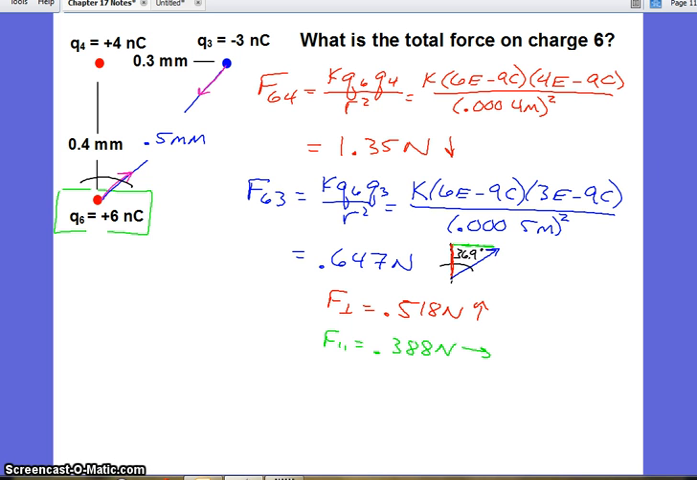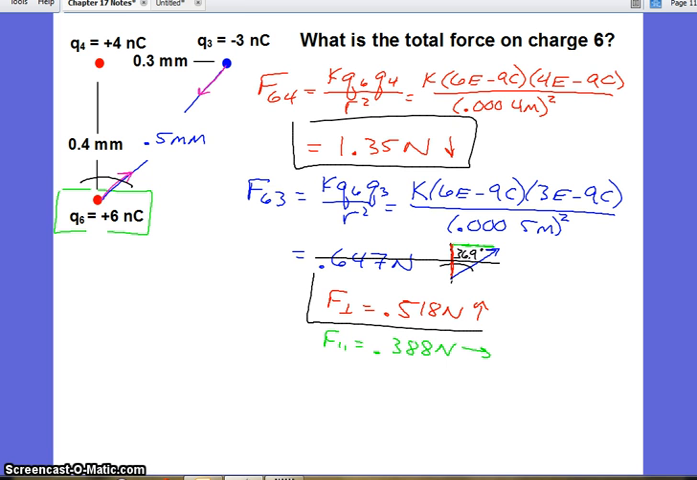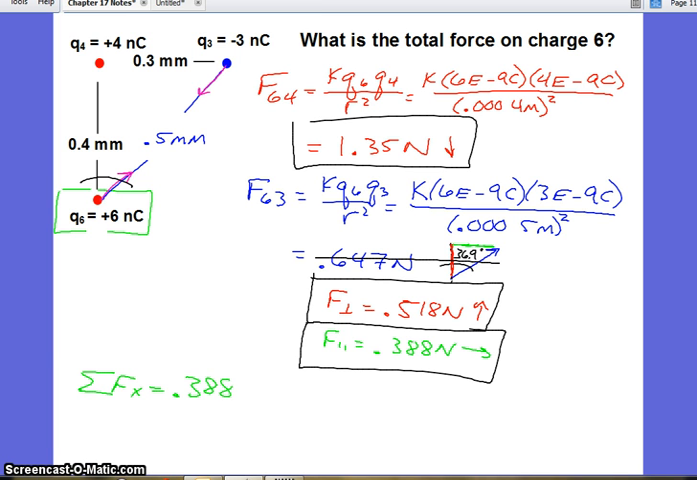We are going to replace this one vector with its two parts, so we'll never use that 0.647 again. We're replacing the one vector with its two components, with its two parts. So now I essentially have three different vectors, and I want to find the total of those three. The way that I do so is first, I find the total force in the x direction. There is only one force in the x direction. It's F parallel down here. That is 0.388 newtons, and it's to the right.